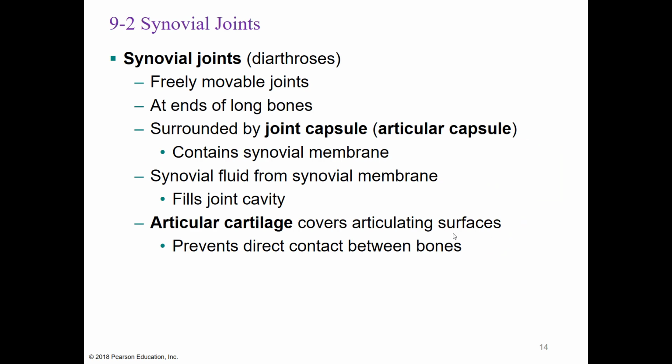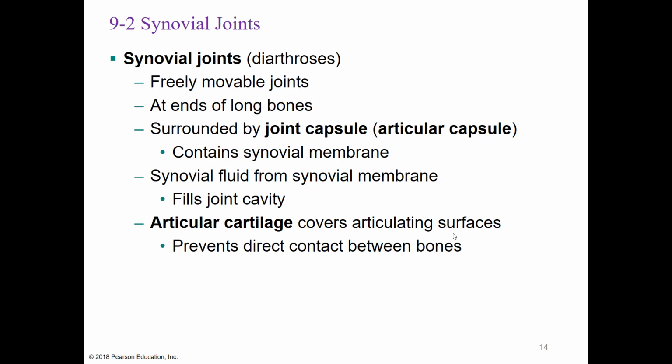So that brings me to our final category, which are the synovial joints. Synovial joints are also known as the diarthroses. They are freely movable. So these are the ones that move a lot. And these are also the ones that we think about most when we think about the body.